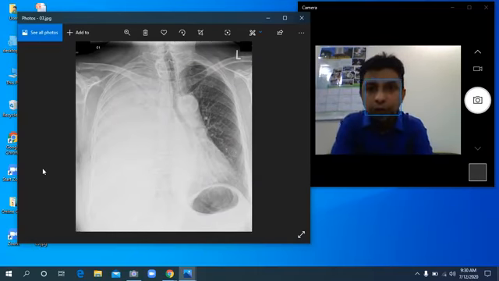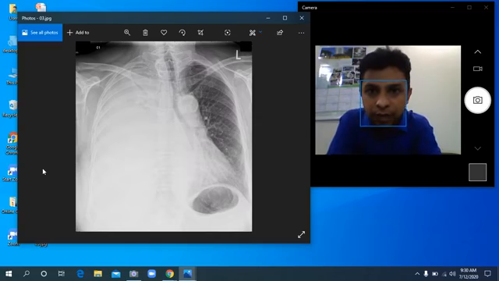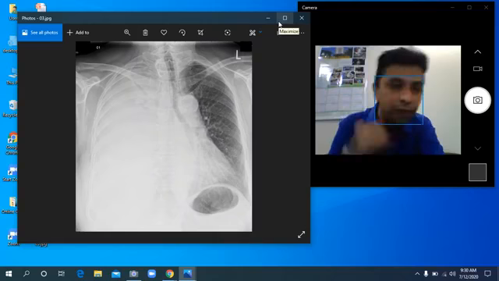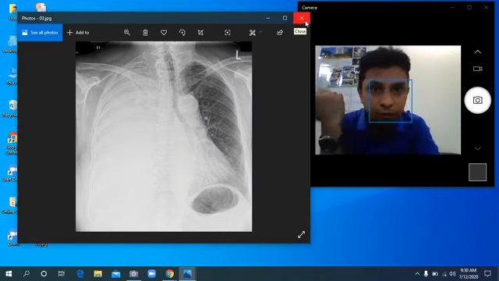This is a more clear picture of massive pleural effusion with shifting of the whole mediastinum, including the trachea and the heart. So these are the X-rays that you may be shown in the radiological examination in the board.